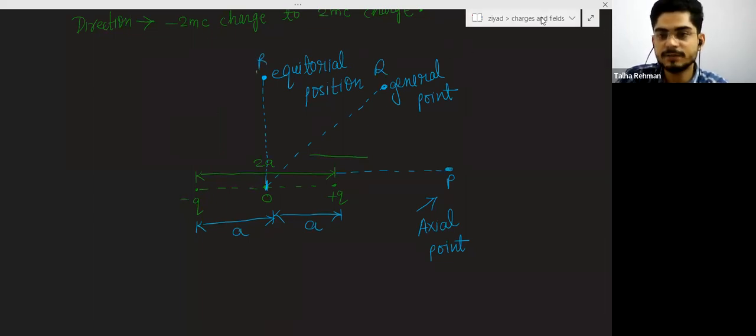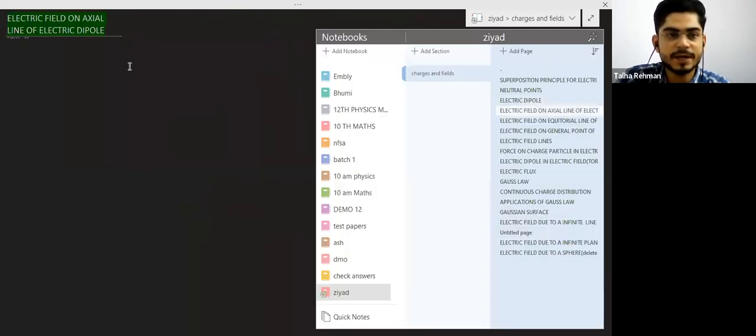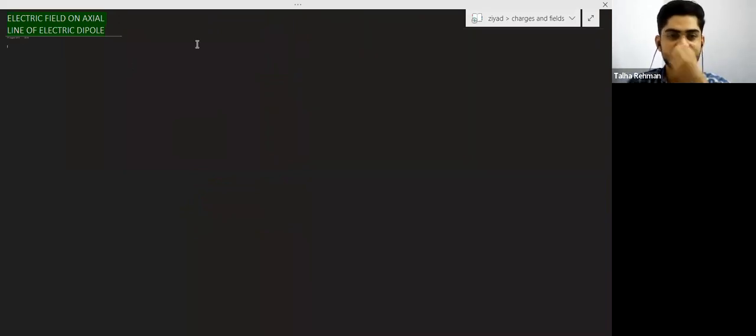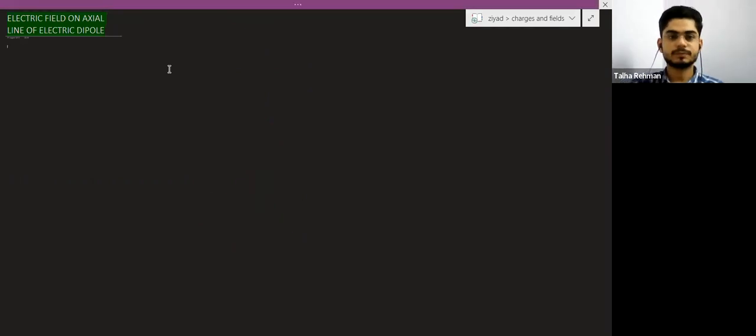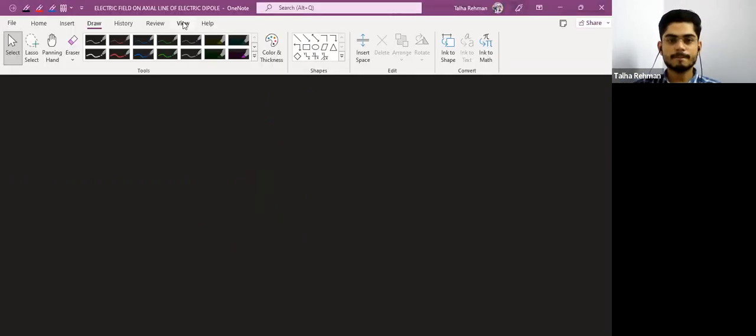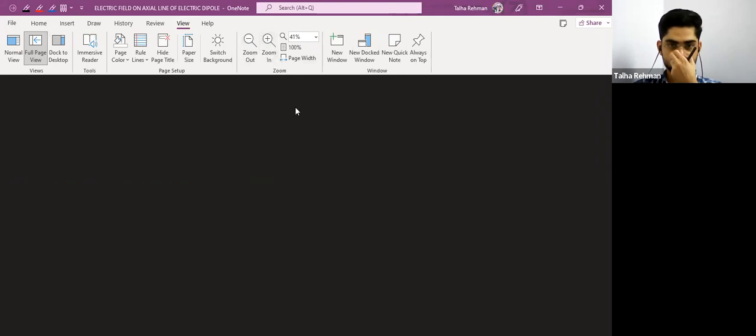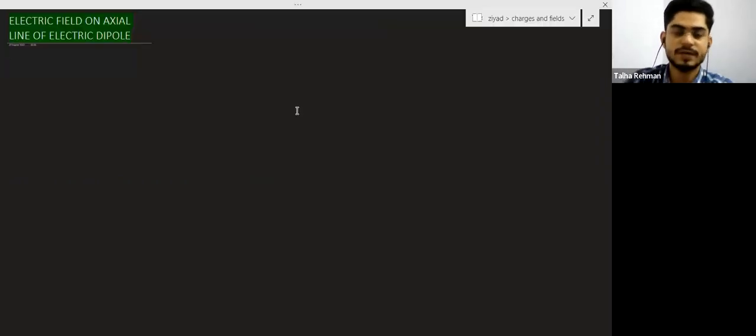Now the heading is, write the heading: electric field on the axial line of electric dipole. Now I will take the dipole and mark the axial position. Axial line, as I have told you, is also known as the axial position.